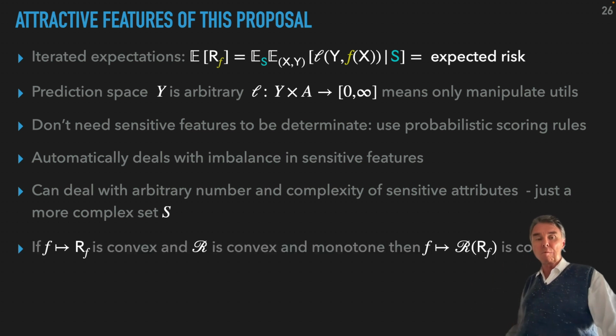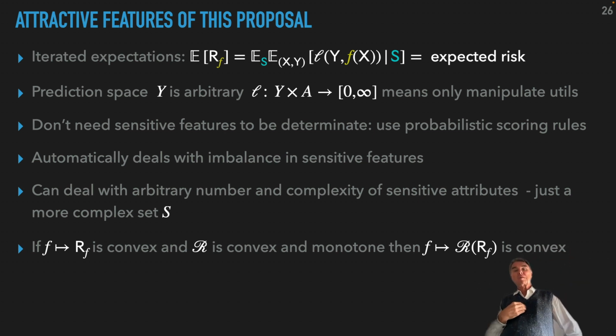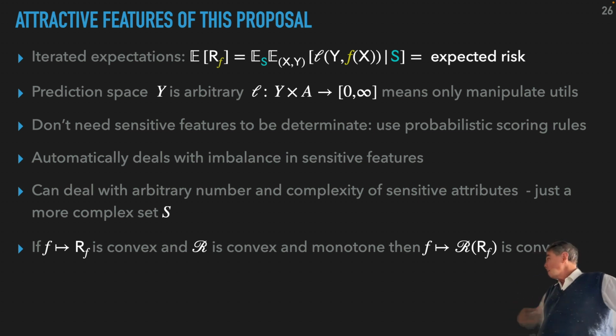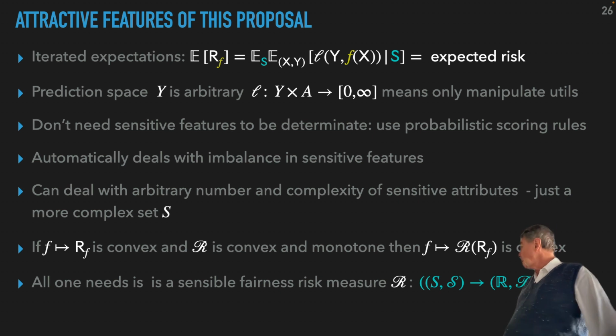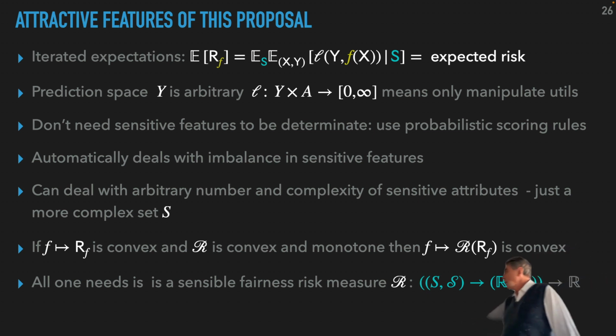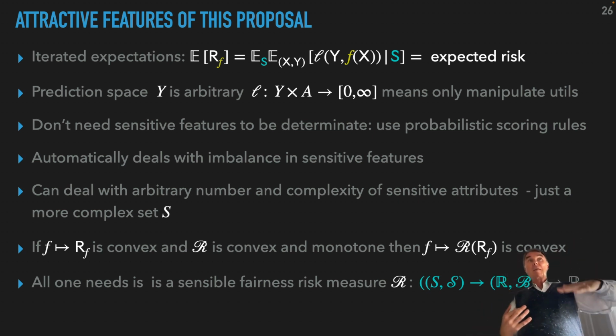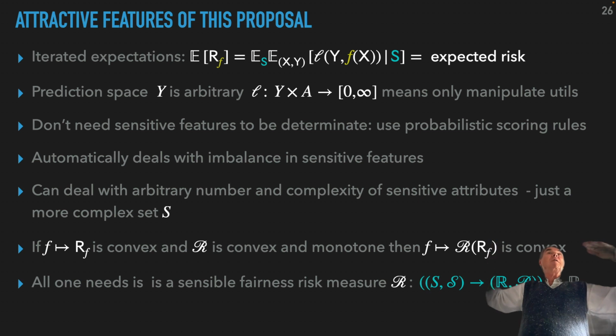The same definition works. And if we had an easy learning problem to start with, easy in the sense that I had a convex optimization problem, then the resulting thing ends up being convex. I'll demonstrate that in the next few slides. So all we need is some sensible measure of fairness. Right? This is a new measure of fairness. It's going to be something that jointly measures the average and some deviation term.